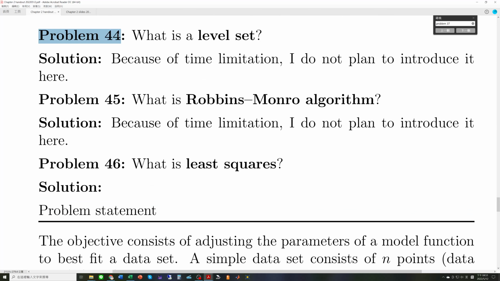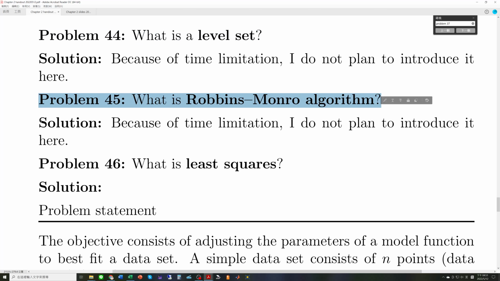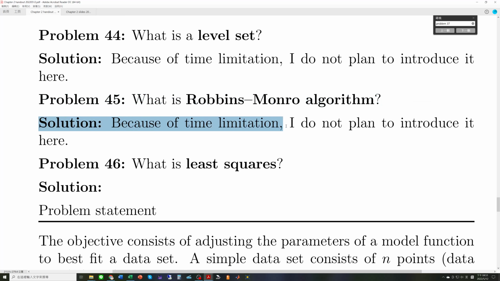So problem 44, what is a level set? And problem 45, what is the Robbins-Monro algorithm? The solutions to both: because of time limitation, I do not plan to introduce them here.